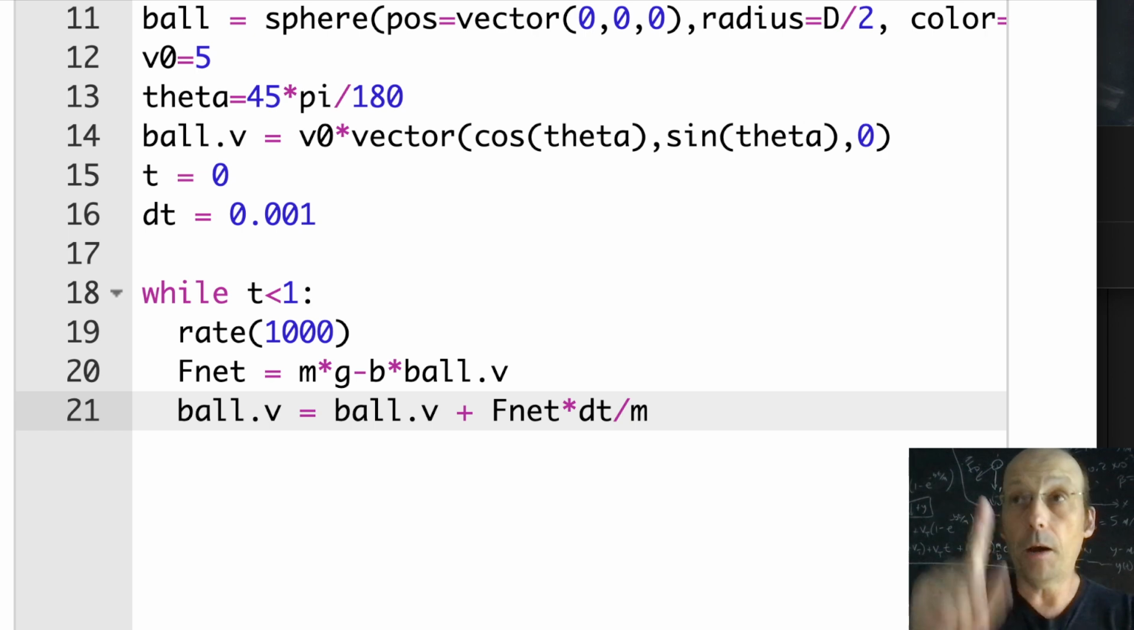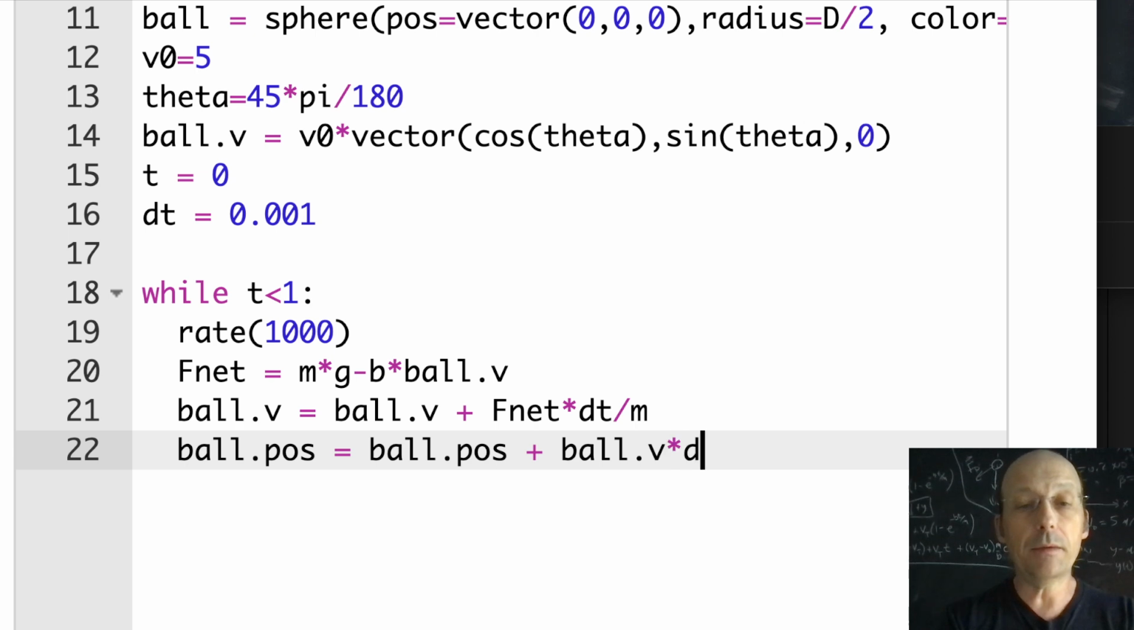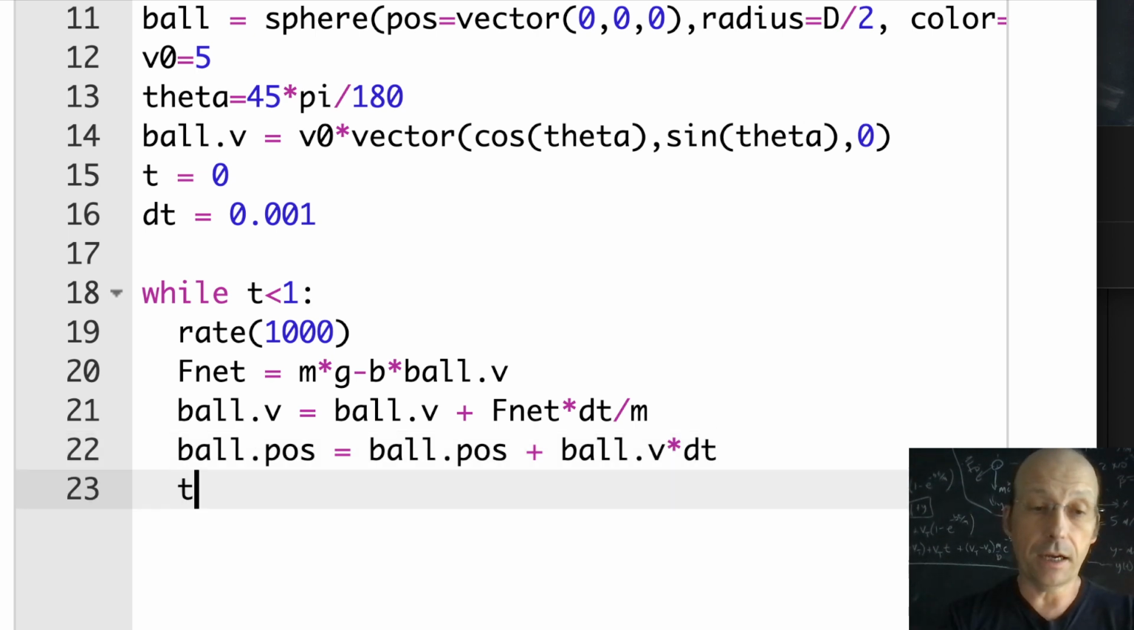Now I can update the position of the ball. Ball.pos equals ball.pos plus ball.v times dt. Finally, update the time. T equals t plus dt. And let's run this thing and see what happens.